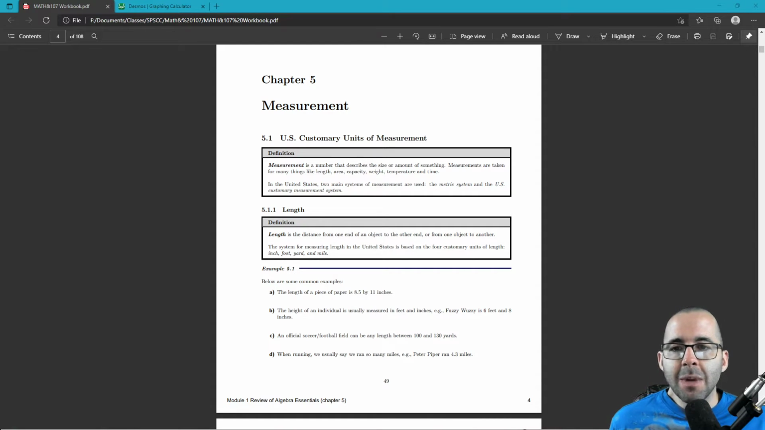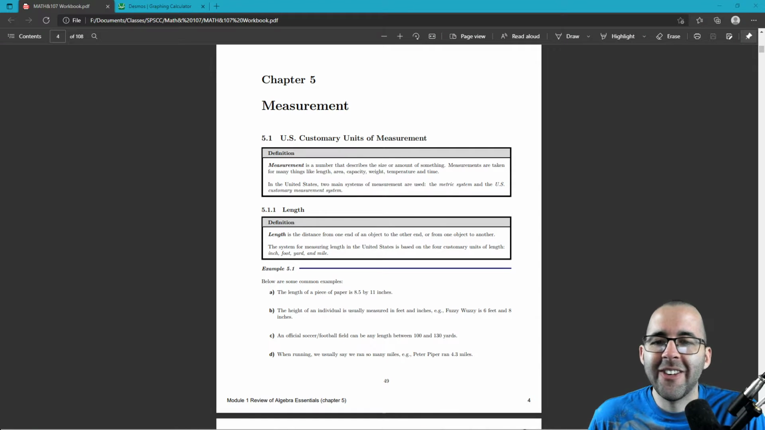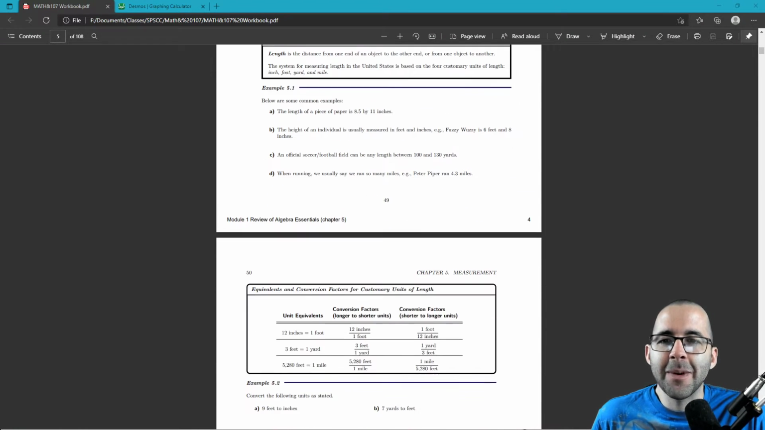So we're going to be starting off by talking about length, okay? Length is the distance from one end to another or from one object to another. And we're specifically going to be talking a little bit about unit conversions as well. In the United States we oftentimes use inches, yards, feet, miles, not in that order, but I don't just like reading, so I'm mixing it up on purpose.